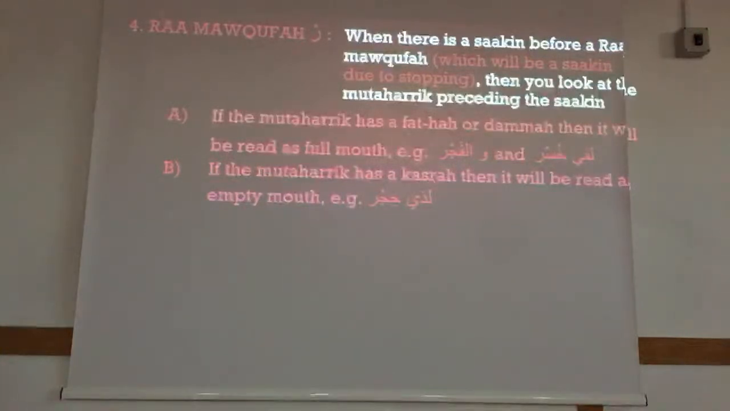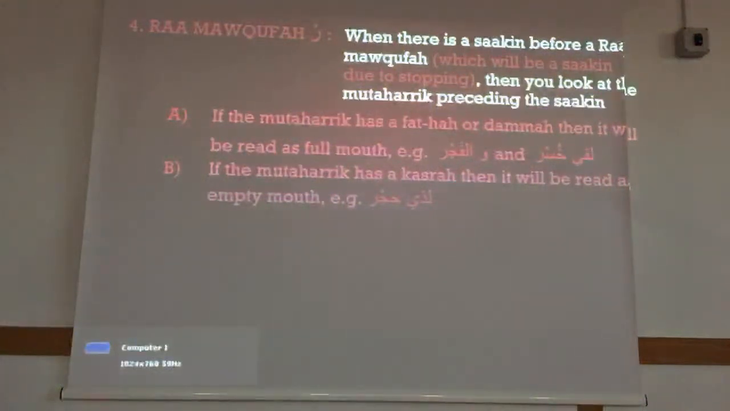And what you need to remember as well, in ra sakin, you look at the letter before, don't you? But in ra mawqufa, the example of ra mawqufa is that the letter before is also sakin. So what do you do in that case? It says that when there is a sakin before a ra mawqufa, and like I said, that ra will be a sakin because you're stopping on it, then you will just look at the letter before that. You just go one step back.